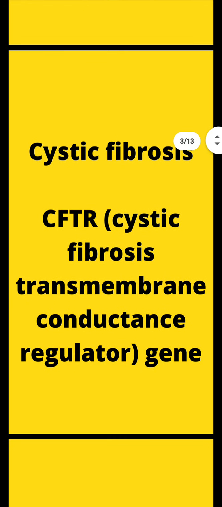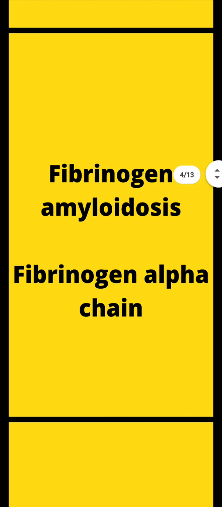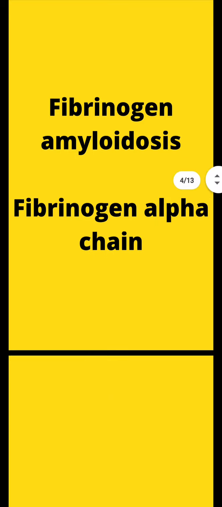Second disease is cystic fibrosis. Cystic fibrosis is due to the defect in CFTR gene, and CFTR stands for cystic fibrosis transmembrane conductance regulator, right? So when there is a defect in CFTR gene, you are going to see cystic fibrosis disease or disorder occur. Then next is fibrinogen amyloidosis. It is due to the defect in the fibrinogen alpha chain, right? So this is the third disorder.